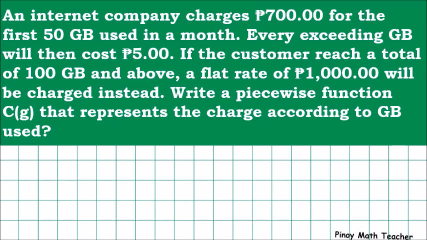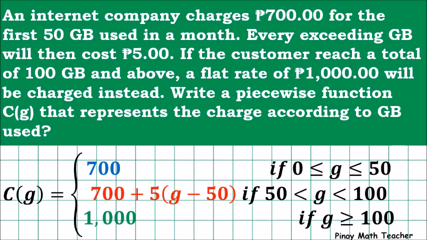Gamit ang piecewise function, C of G is equal to 700 if G is greater than or equal to 0 but less than or equal to 50. Second, 700 plus 5 times G minus 50 if G is greater than 50 but less than 100. Third, 1,000 pesos if G is greater than or equal to 100.